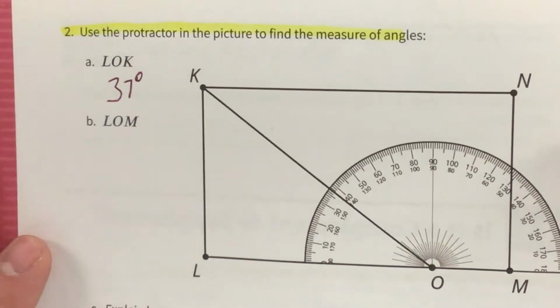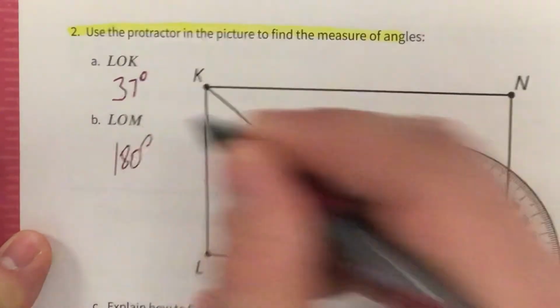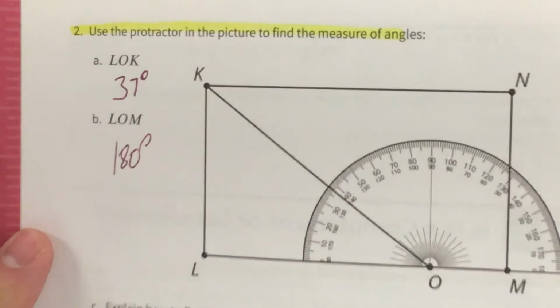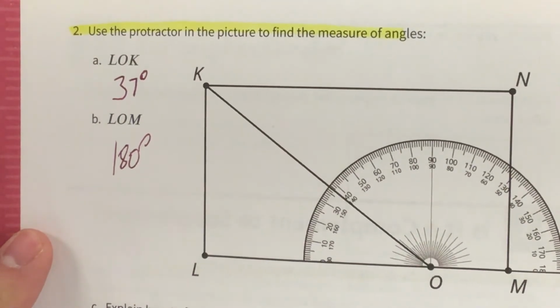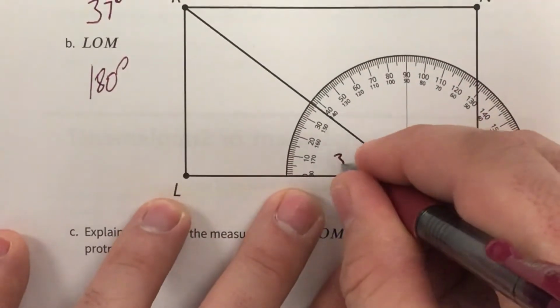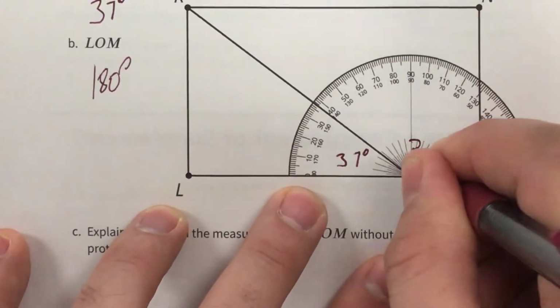LOM. Brooks: 180 degrees. Why? It's just a straight line. Straight line, straight angle, right? Anytime you see that, we just learned that last lesson. 180 degrees. C. Explain how to find the measure of KOM. So you just told me this was 37. That's what I'll use. KOM would be this one.